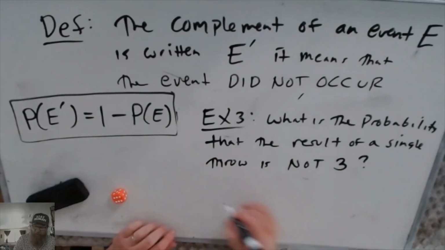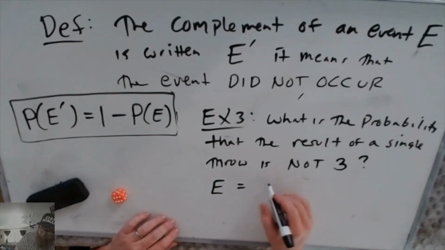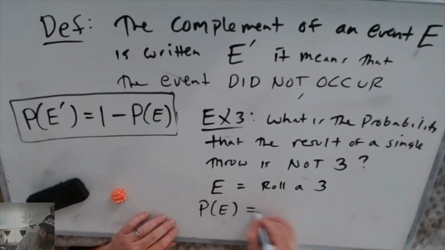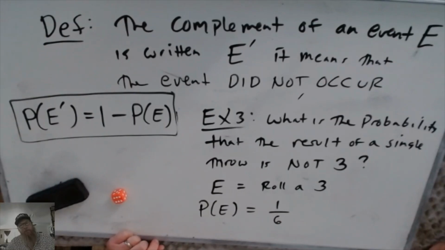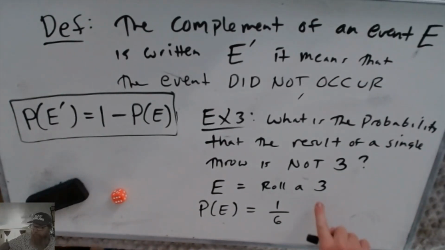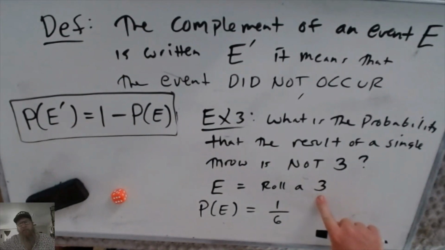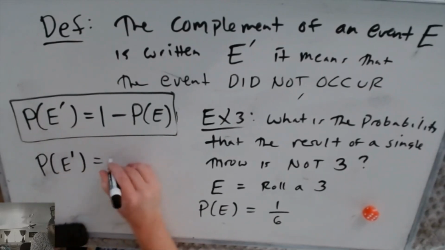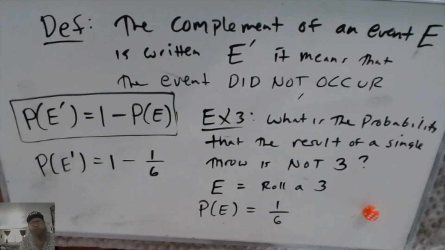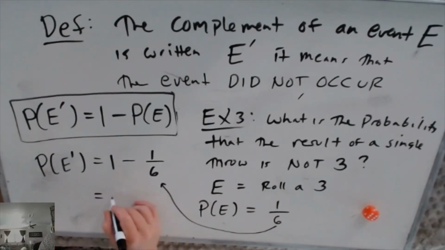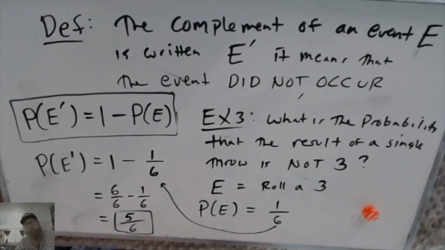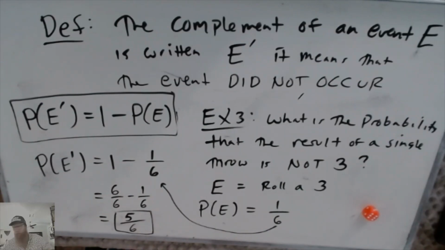So this is our event would actually be rolling a 3. We already know the probability of that event is 1/6 from our previous generalization that every number has an equal likely chance of occurring. So rolling a 3, 1/6 automatically. So not rolling a 3, the probability of not rolling a 3 would be 1 minus 1/6, which is 5/6. So you have a 5 out of 6 chance of not rolling a 3.